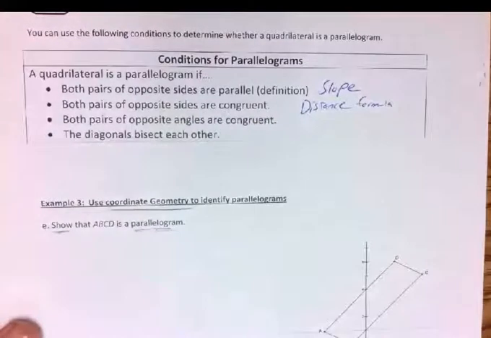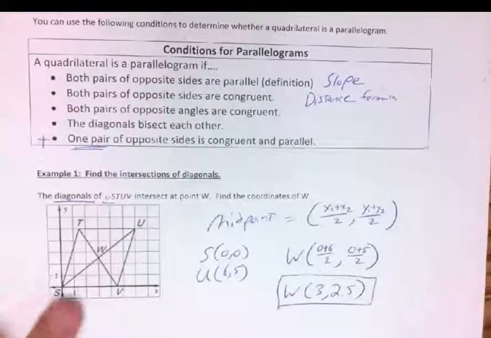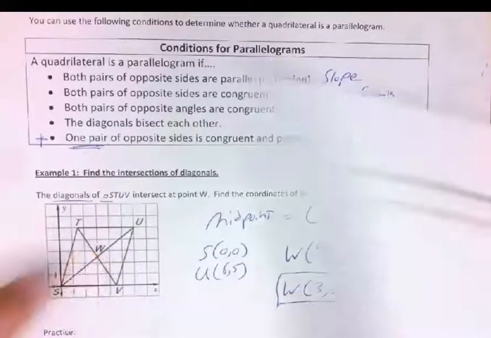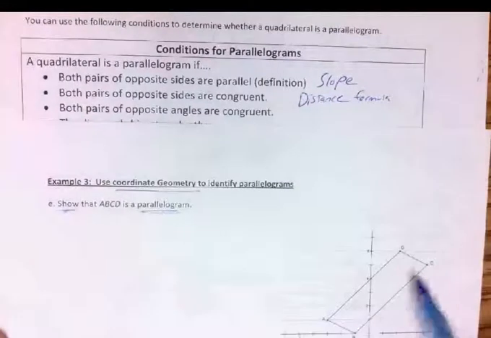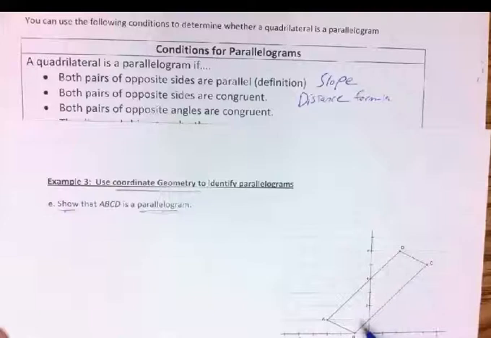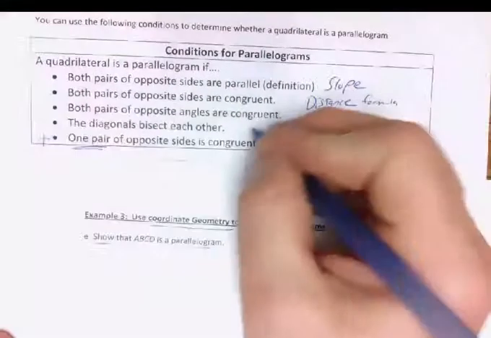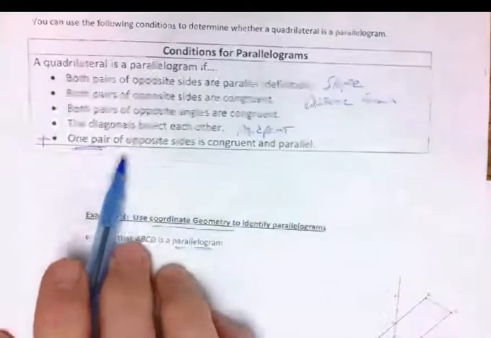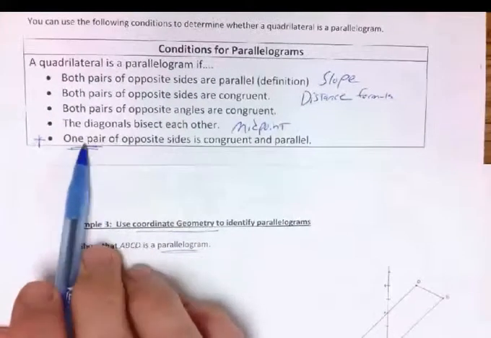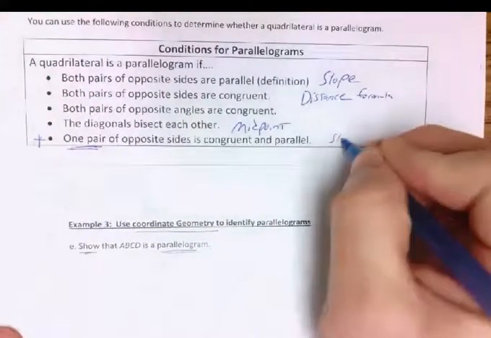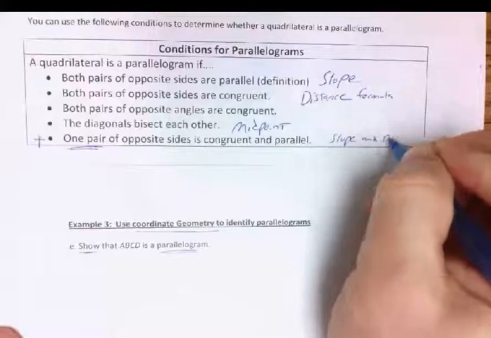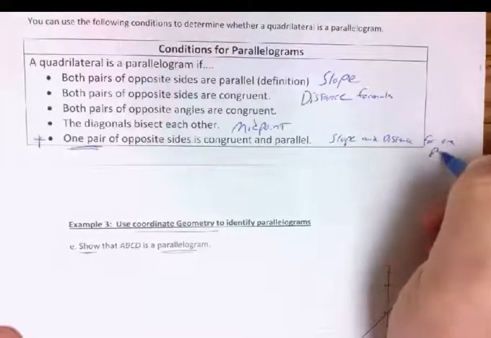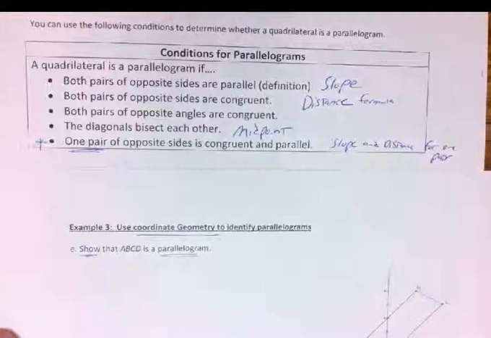Do the diagonals bisect each other? Again, what did we do on the first example? We showed that we had a midpoint where the diagonals intersected. So I could draw the diagonals in here and see if they meet at the same midpoint. So that's midpoint. And then, of course, this one's a little bit of both of the other ones where you do one pair of opposite sides, you do slope and distance for one pair. That's what you would do there.